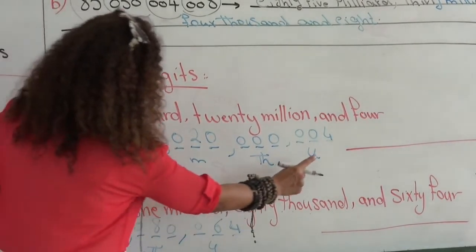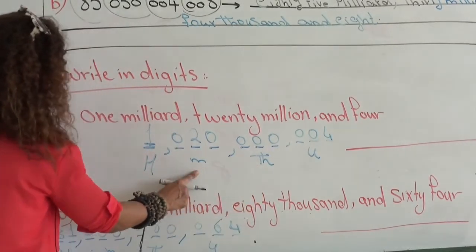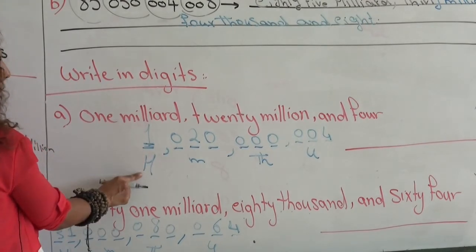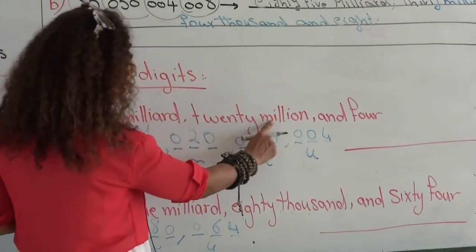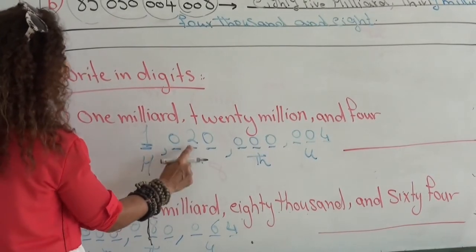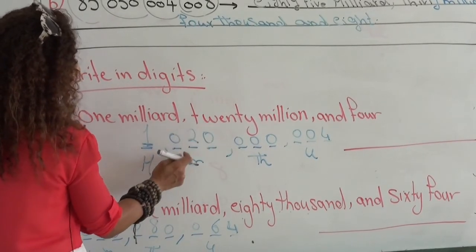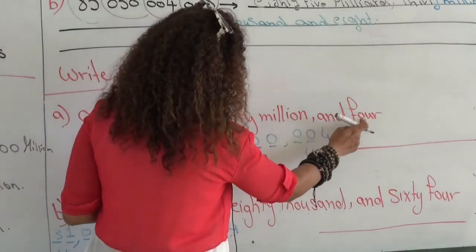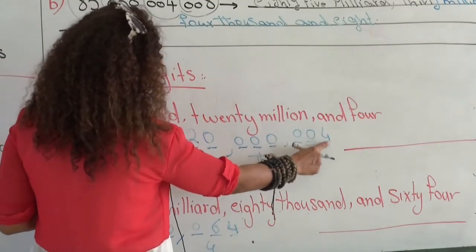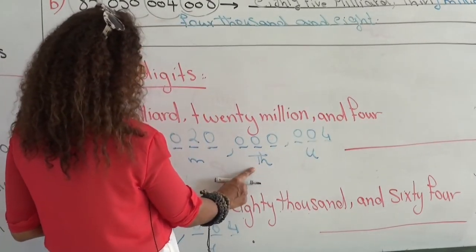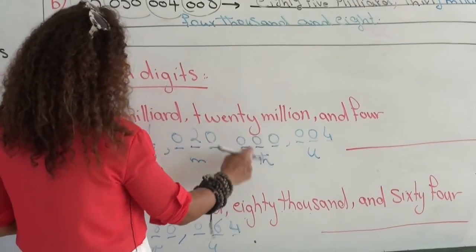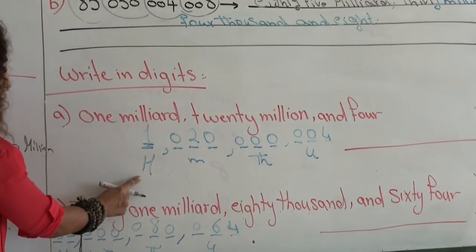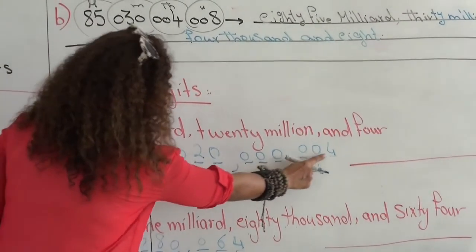The first family here is units family, thousands family, millions family, and milliard. So 1 milliard, I will write 1 in the milliard place. And 20 million, so I go to the millions family and write 20, okay? I don't have 100 million here, it will be 20 only. And 4, so I will write 4 in the units family because I don't have a thousands family. But don't delete it all, you have to write 0 instead of it, okay? So 1 milliard, 20 million, and 4.